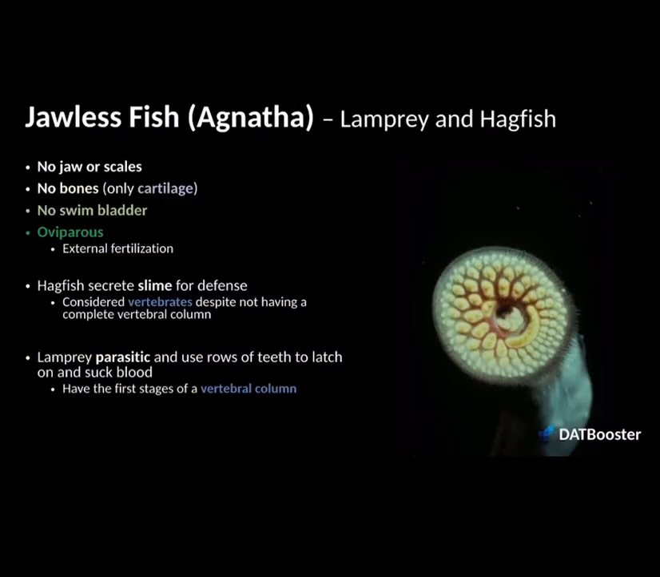Then lastly, for their excretion, all fish excrete ammonia as their nitrogenous waste product. Let's look at the first type of fish, and that is a jawless fish, also known as agnatha. So no jaw here, and a good example would be a lamprey or a hagfish.